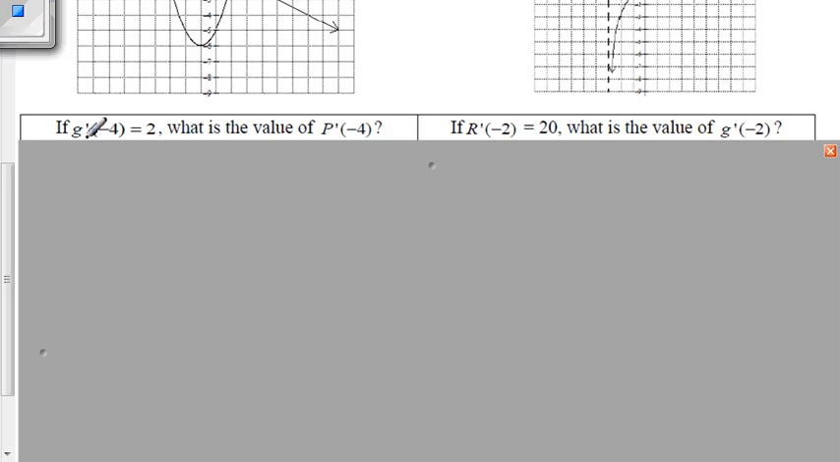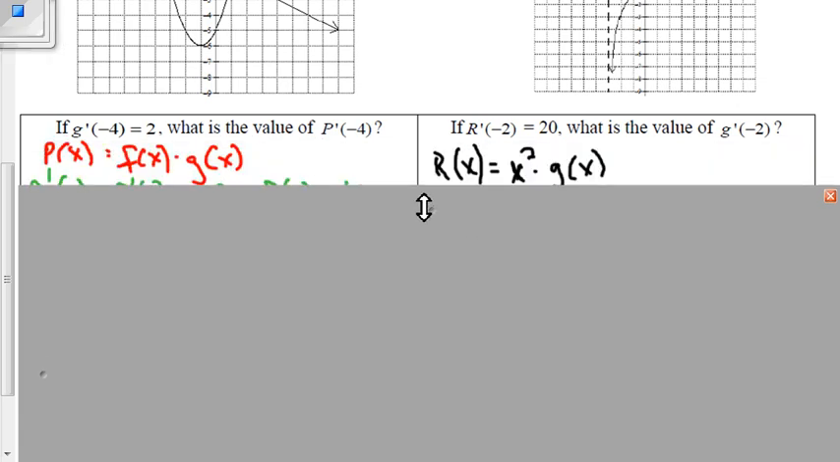In the first one, we're given that g prime of negative 4 equals 2, and we want to find the value of p prime of negative 4. So we need to take the derivative of p(x). Same thing over here: if r prime of negative 2 equals 20, what is the value of g prime of negative 2? So let's take the derivative of p and the derivative of r.